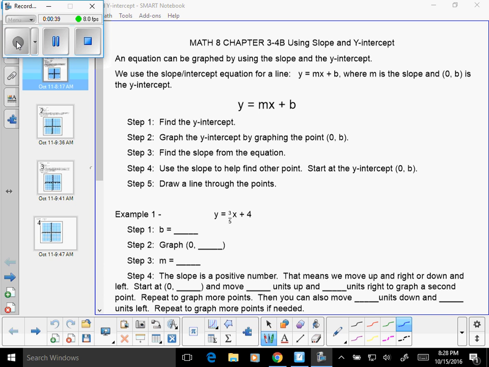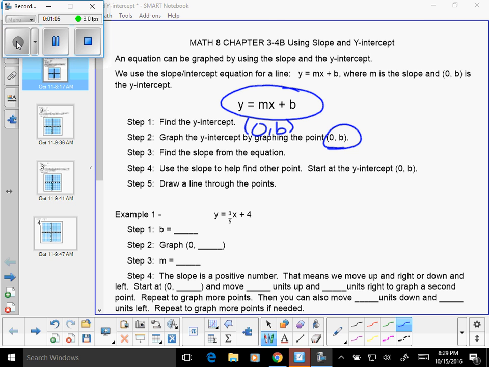The first thing we're going to do, and again we're going to use that equation that you have to memorize, or that formula. It's really an equation, y equals mx plus b. We're going to use that. The first thing we're going to do is find that y-intercept. Remember again that that is 0, b. Okay? We're going to then graph that point.